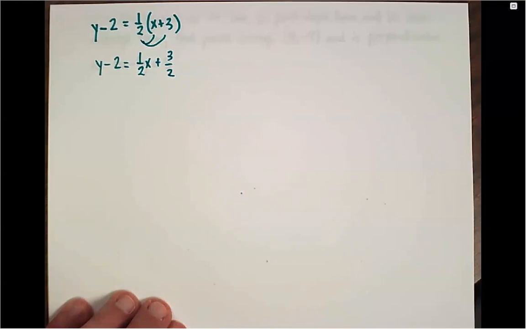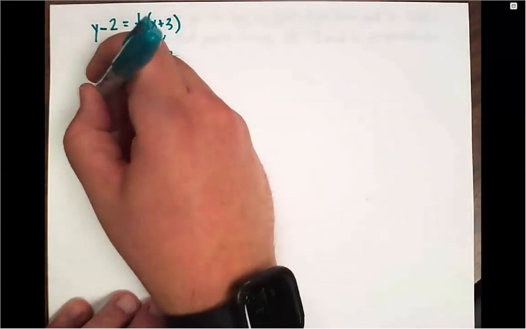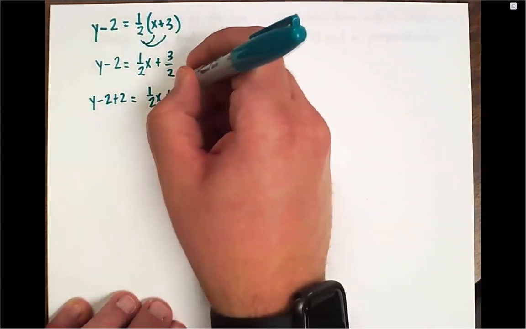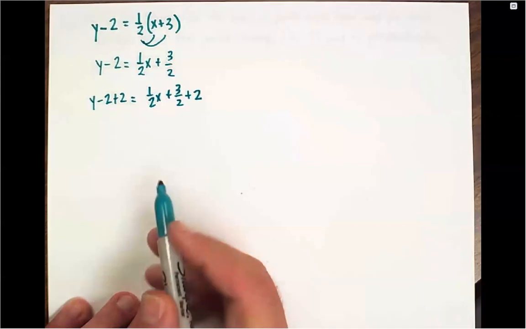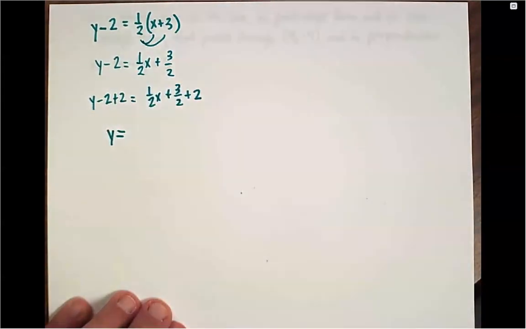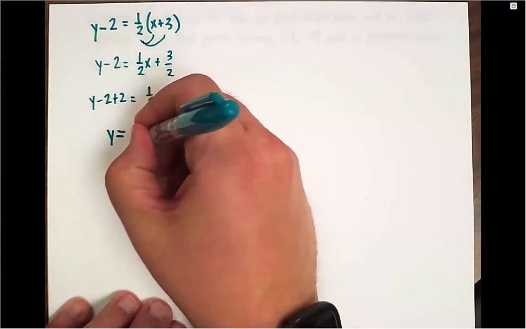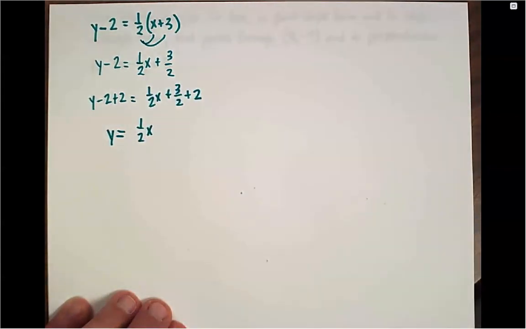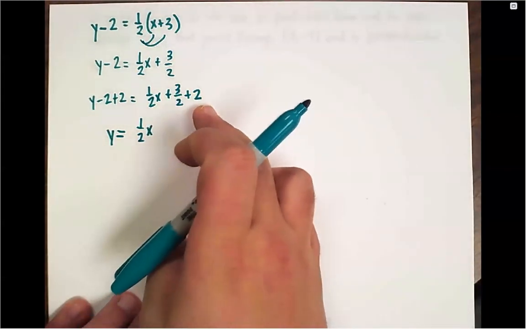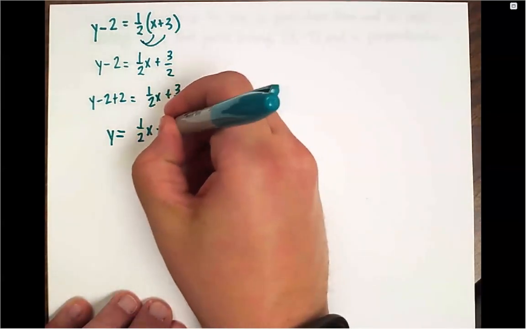And then I need to add 2 to both sides. So y minus 2 plus 2 equals 1/2 x plus 3 halves plus 2. And so minus 2 plus 2 is 0, y is just y, equals 1/2 x, and then what's 3 halves plus 2? How many halves is 2? 4 halves. So 3 halves plus 4 halves is 7 halves.